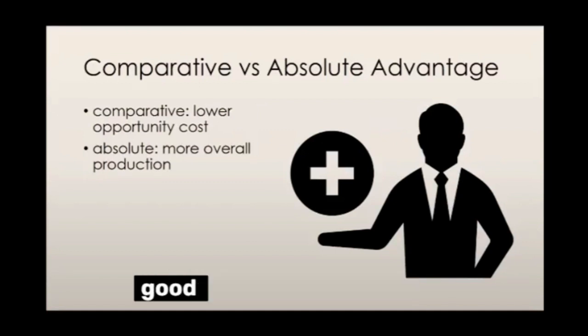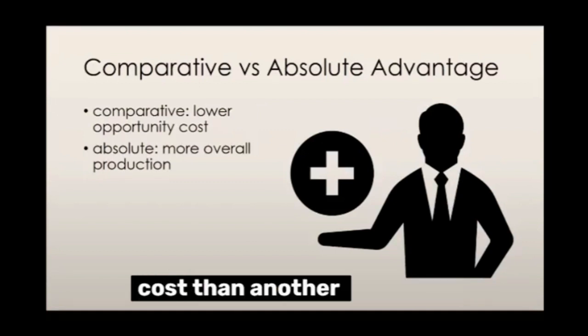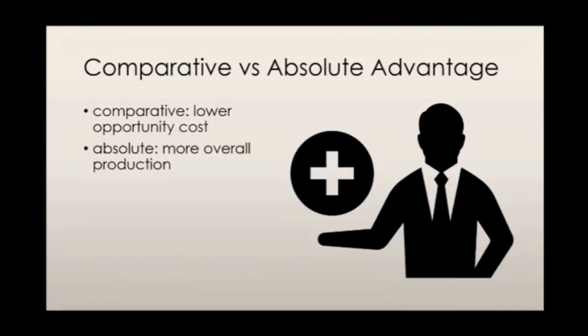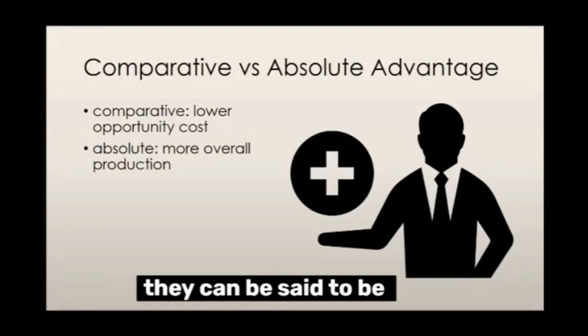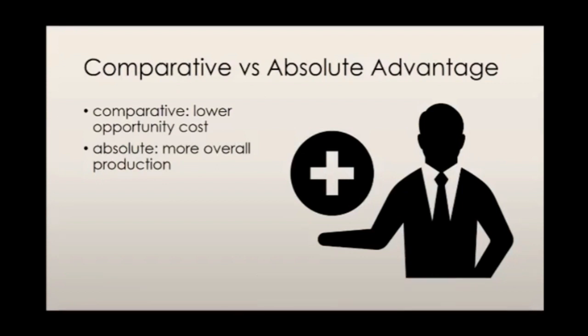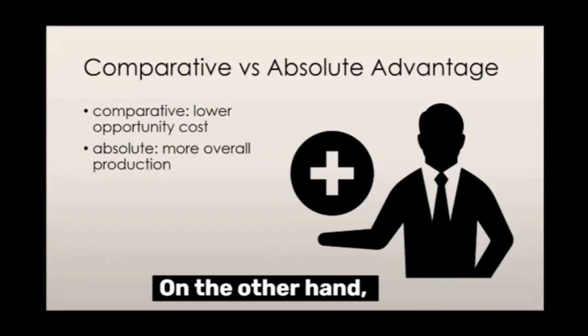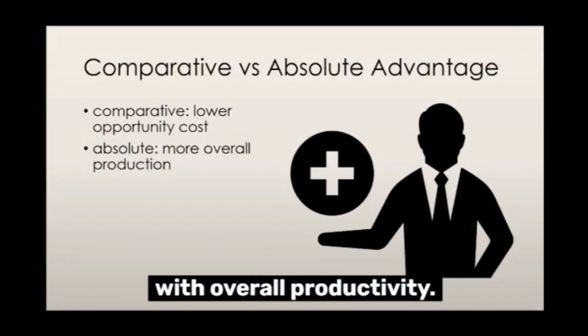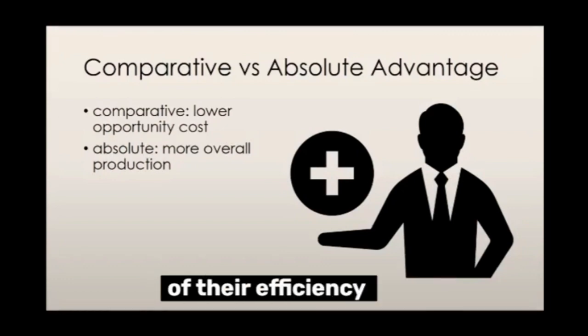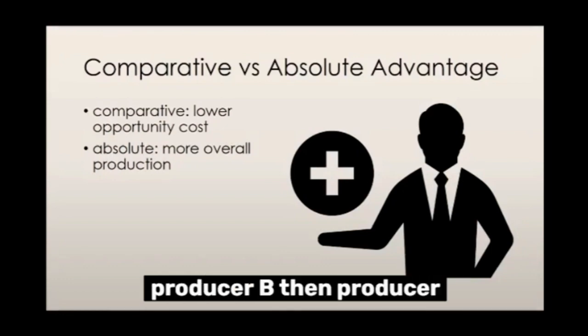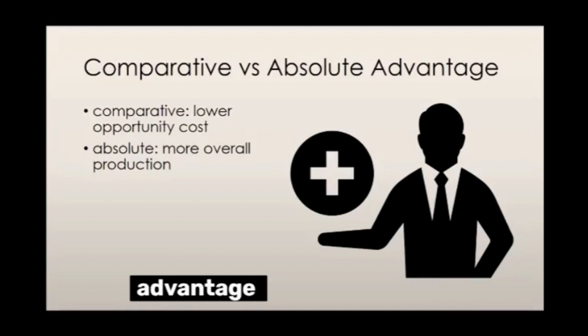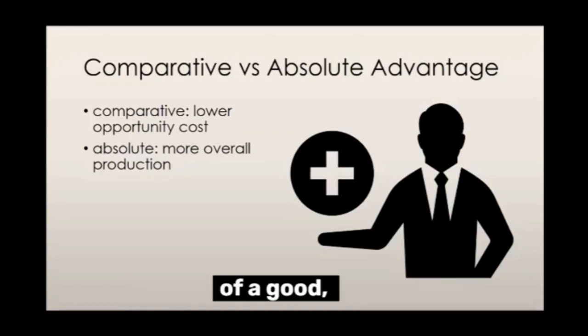Comparative advantage is defined as the ability of one producer to produce a good at a lower opportunity cost than another producer. Oftentimes, this is associated with efficiency. If one producer has a comparative advantage compared to another, they can be said to be more efficient at producing the good. Absolute advantage, on the other hand, deals with overall productivity. If producer A can produce more of a good, regardless of their efficiency, than producer B, then producer A is said to have the absolute advantage in the production of a good.